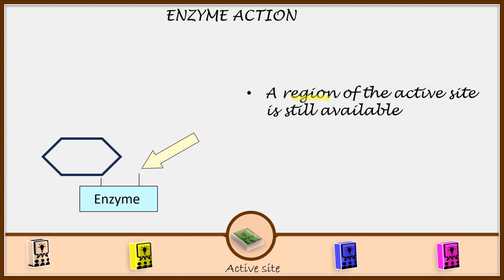A region of the active site is still available. If you look at our enzyme, one of the active sites has been combined with the substrate, but we still have another active site which is still available. On this active site, another molecule of glucose will come and attach itself, and then we shall have the hydrolysis or the condensation reaction taking place.